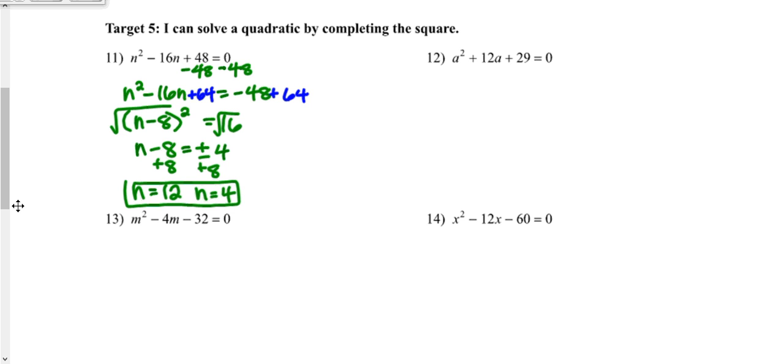So on number 12, we're going to start by subtracting the 29. So we have a squared plus 12a, and I'm going to leave a little room here, equals negative 29. So half of 12 is 6. 6 squared is 36.